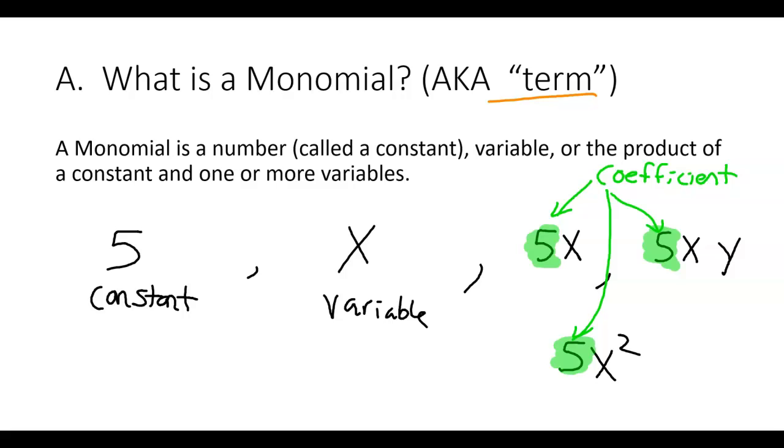Okay? So we have the constant, that's a monomial. We have a variable, that's a monomial, or a combination of them. Those are all monomials. All right.